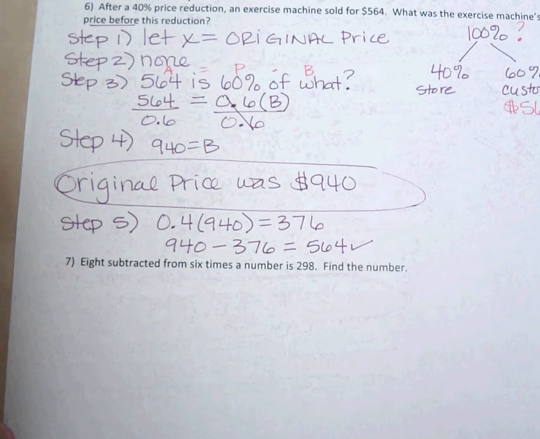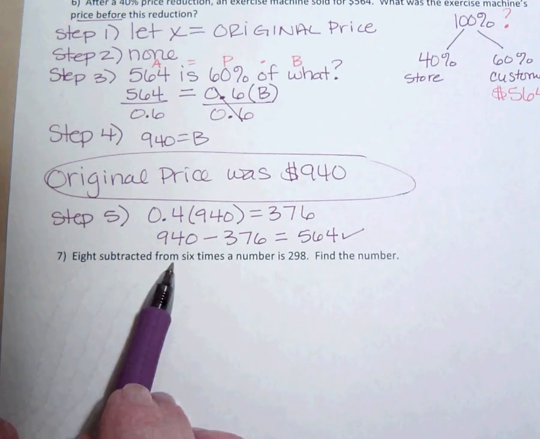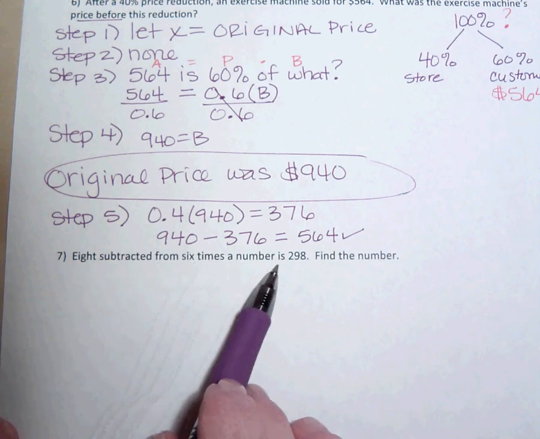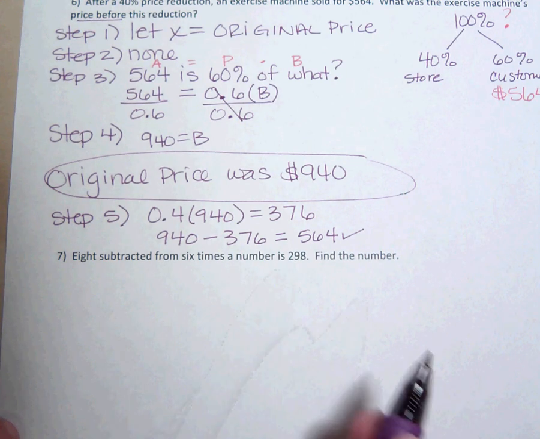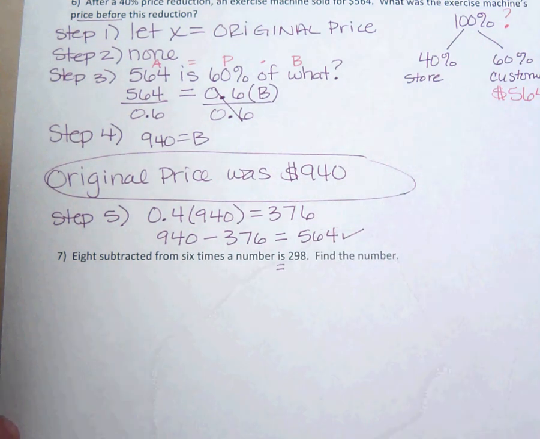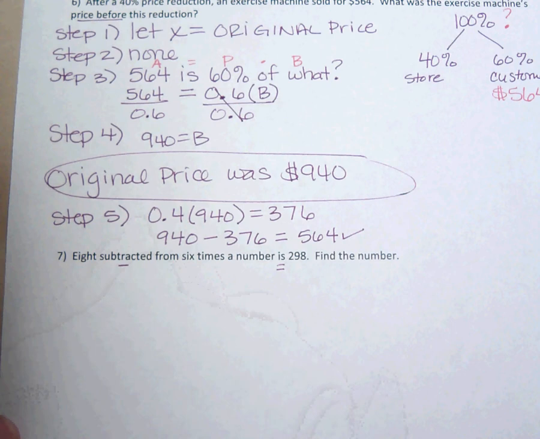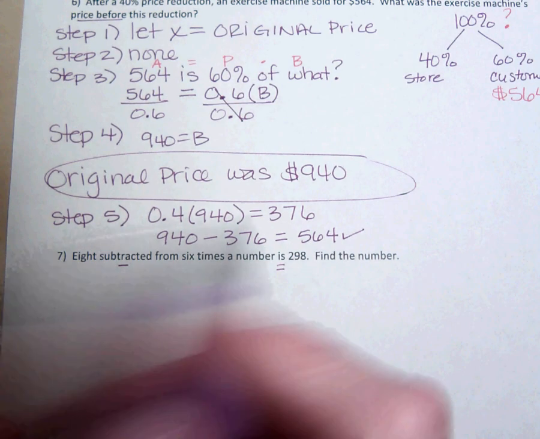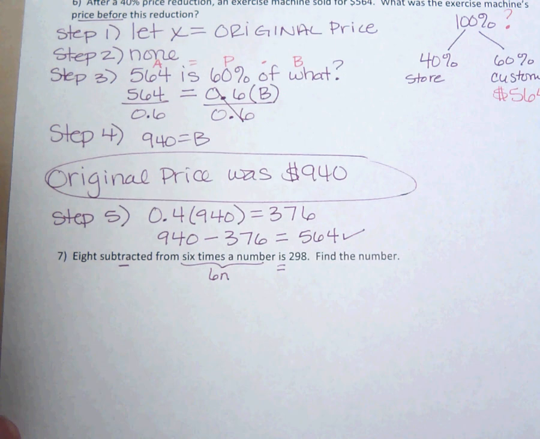Alright, last one. This is just a translation problem. It says 8 subtracted from 6 times a number is 298. Find the number. Alright, so some of the things we know: that is going to be our equal sign. Subtracted, so we're going to have some subtraction in there. 6 times a number, that translates to 6n or 6x, either way.